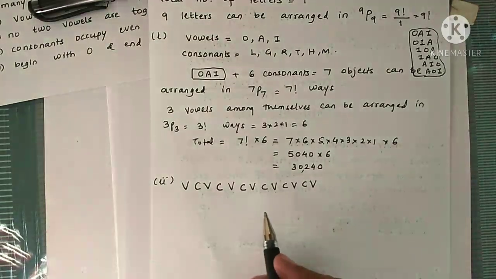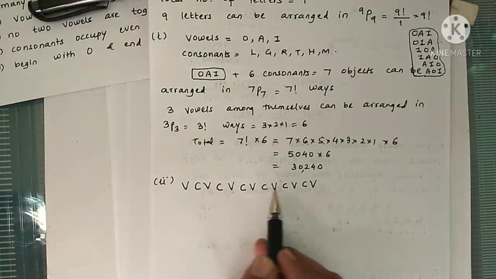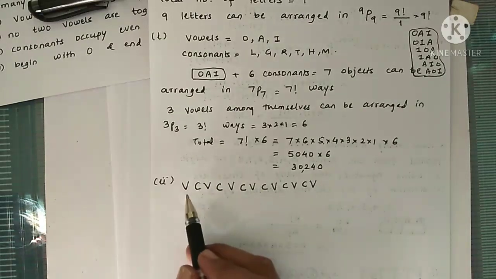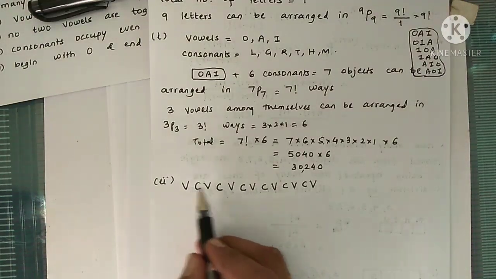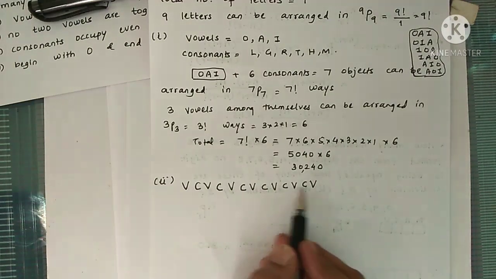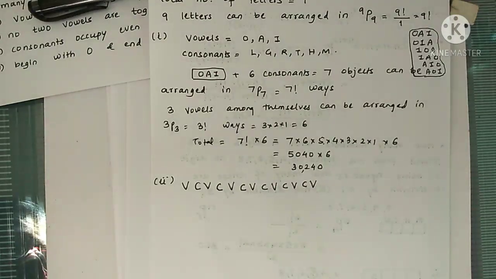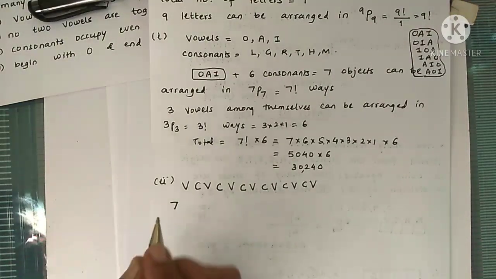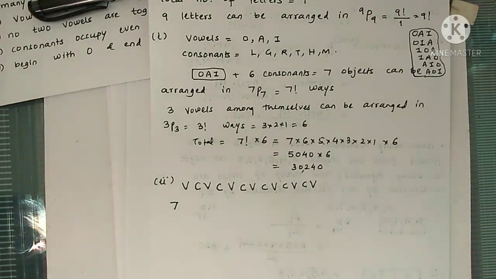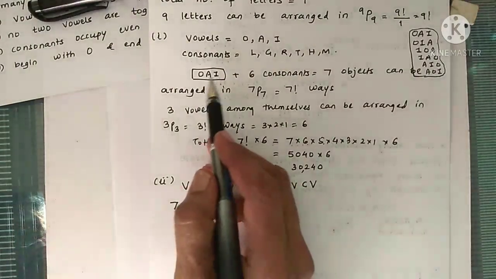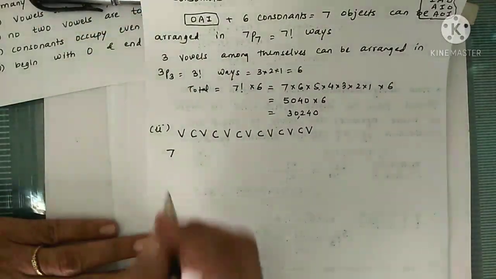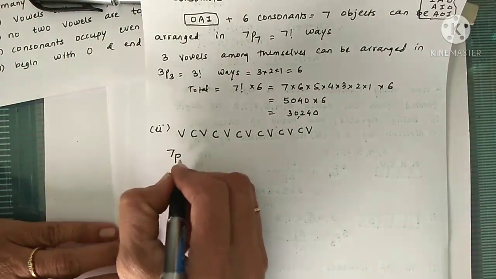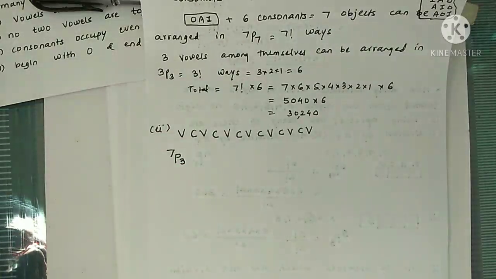So if we place the vowels O, A and I on the places marked with V, then no two of them will be together. How many such places are there? 1, 2, 3, 4, 5, 6 and 7 places are marked with V. So in all we have 7 places, but we don't have 7 vowels. We have only 3 vowels. So on these 7 places we want to arrange only 3 vowels, and that can be done in 7P3 ways.